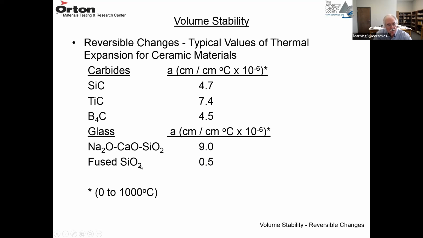And I also listed fused silica, fused SiO2. It has a very low thermal expansion coefficient. That's 0.5 times 10 to the minus 6. When you're looking at an application for a thermal shock resistant material, a low thermal expansion is a very desirable property because it limits the thermal stresses that can develop.